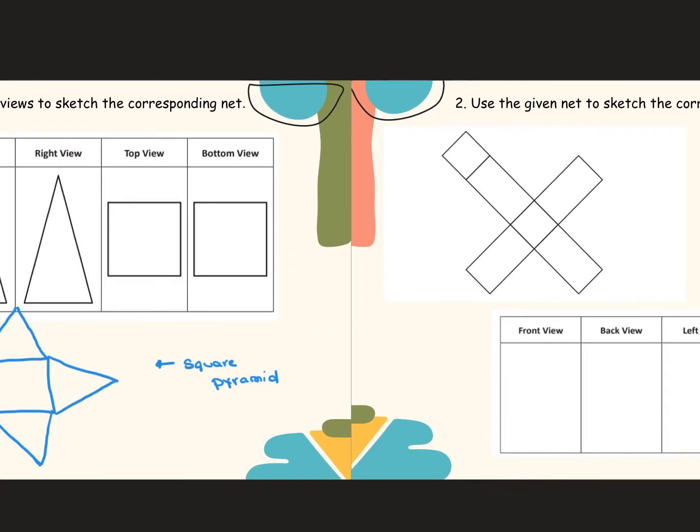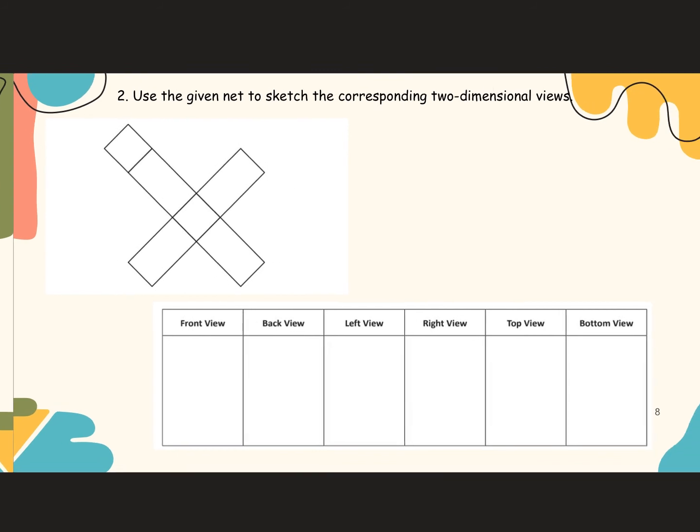All right, let's look at exercise 2. So now they give us the opposite. They actually give us the net, like they gave us in the examples, and they want us to draw the views. Again, your views may be different based on the way that you fold the shape, but we will still have these same shapes in the end.